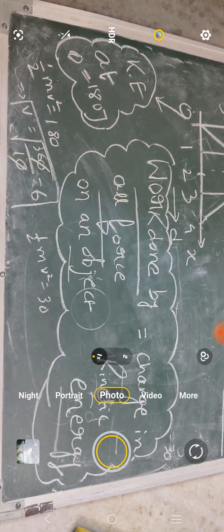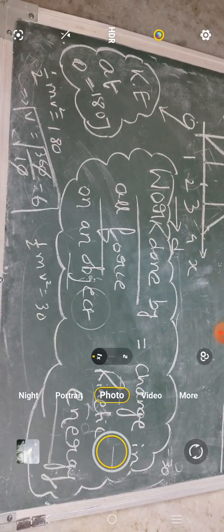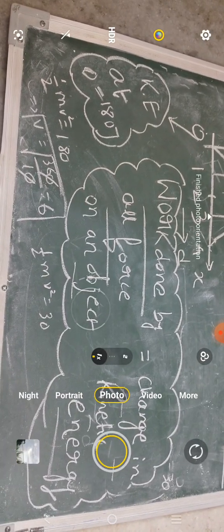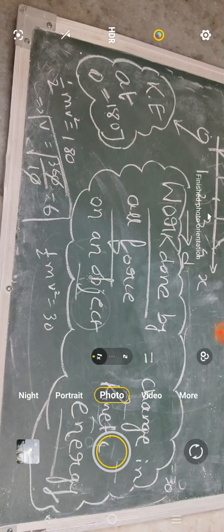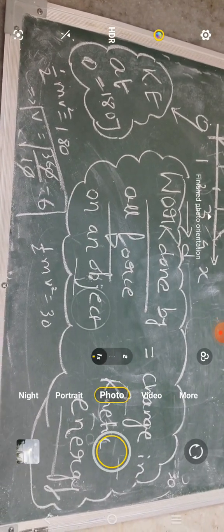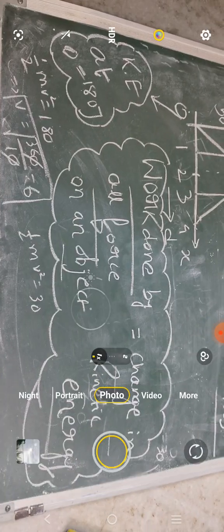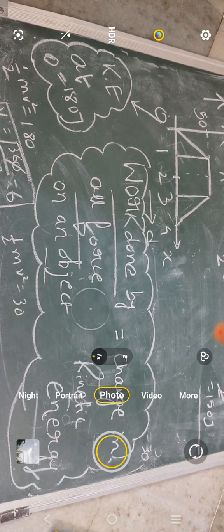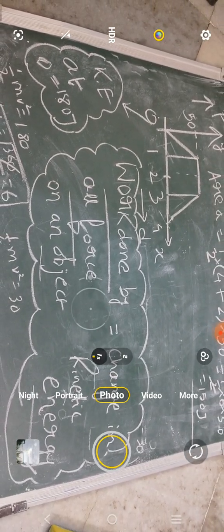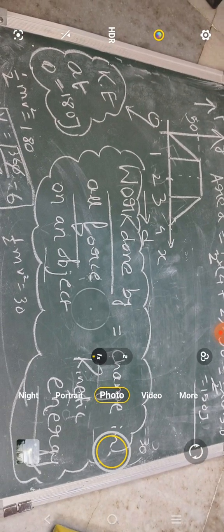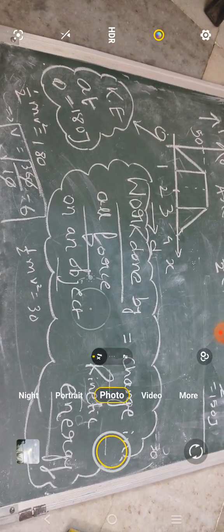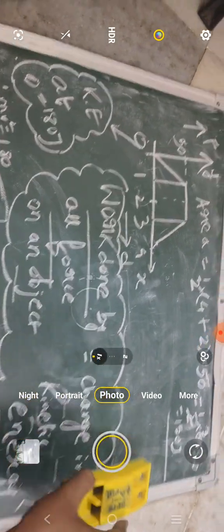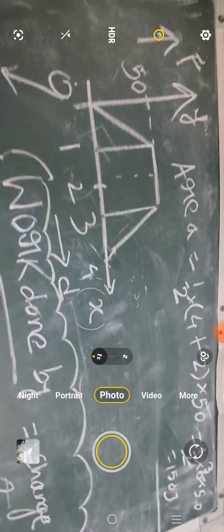I'm repeating again. What is the work energy theorem? Work done by all forces. All forces mean external force, conservative force like gravitational, elastic, electrostatic, whatever force, plus non-conservative force like friction. So work done by all forces on an object should be equal to the change in kinetic energy. No issues.